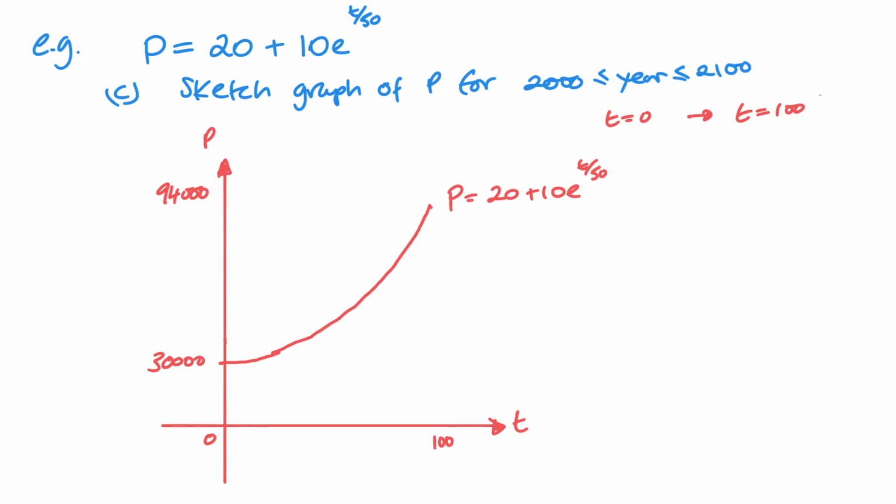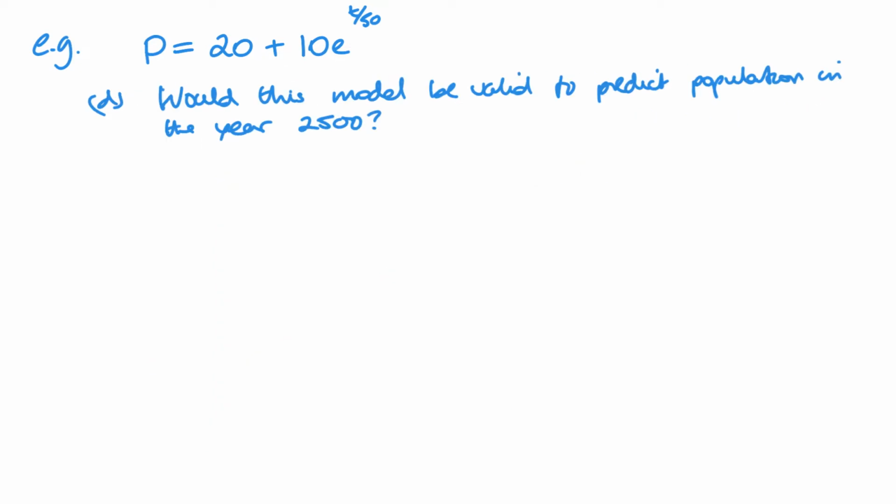And part D, would this model be valid to predict the population in the year 2500? Well, if I put t equals 500 into my calculator, I'm going to get 220,284, but obviously this is thousands, so add in an extra 3 zeros. Technically this would be a 5, but roughly speaking we're looking at over 220 million.